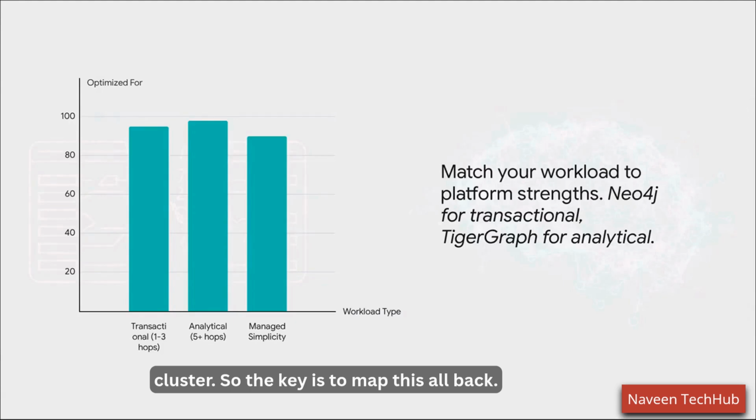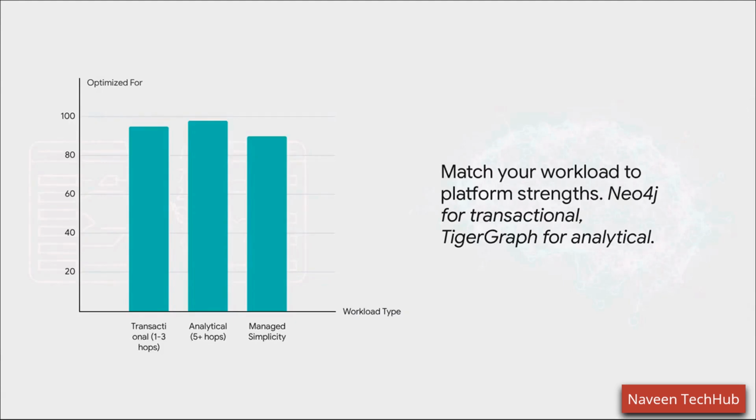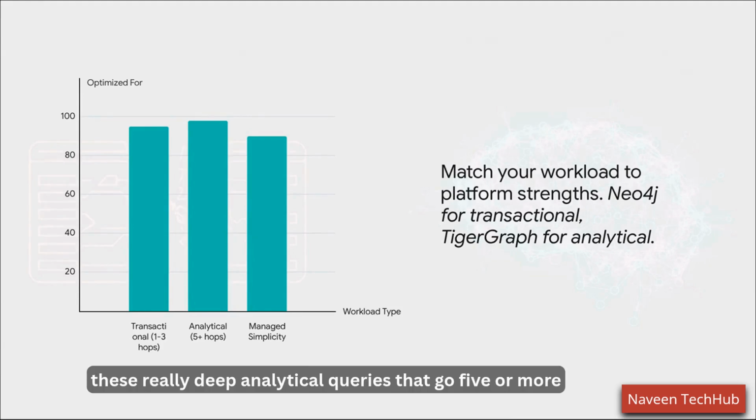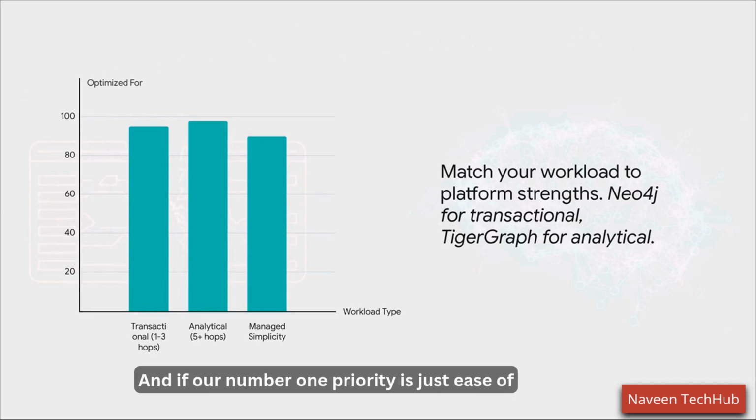So the key is to map this all back to our primary use case. If our queries are mostly transactional, short, fast lookups, Neo4j's architecture is perfectly optimized for that. If we're doing these really deep analytical queries that go 5 or more hops deep, a platform like TigerGraph is designed to crush that. And if our number one priority is just ease of management and we're okay with the performance trade-off, then a managed service like Neptune is the answer.